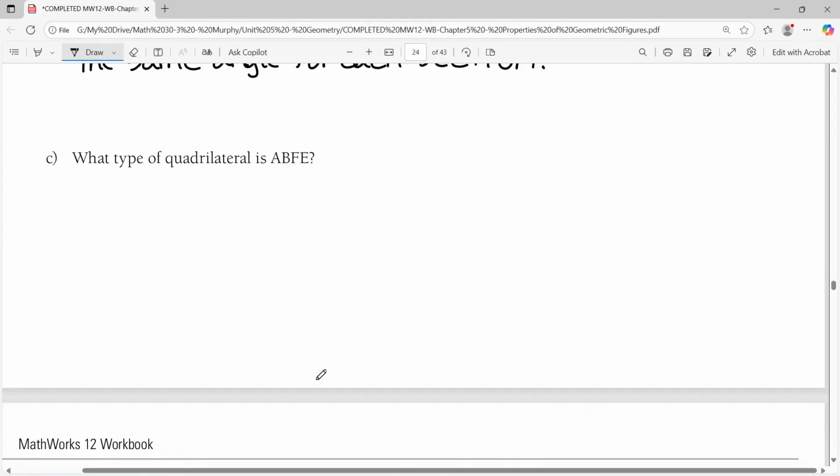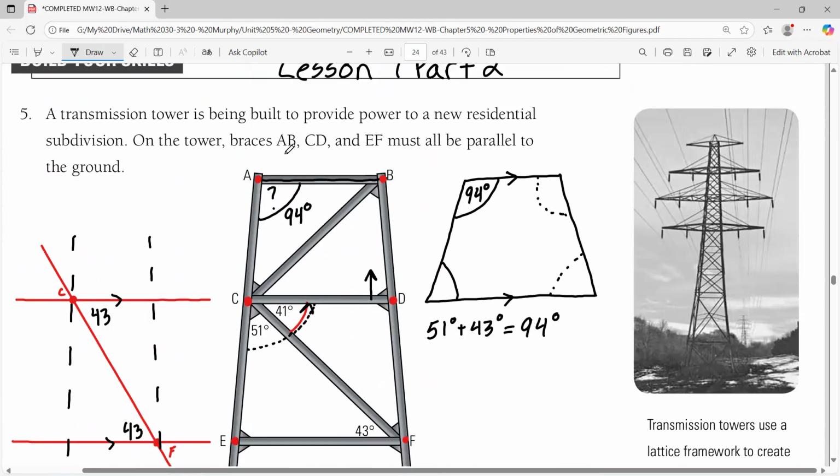What type of quadrilateral is A, B, F, E? So the entire thing. So if we just scroll up really quick, they're just talking about this entire frame here. That is a giant trapezoid itself.